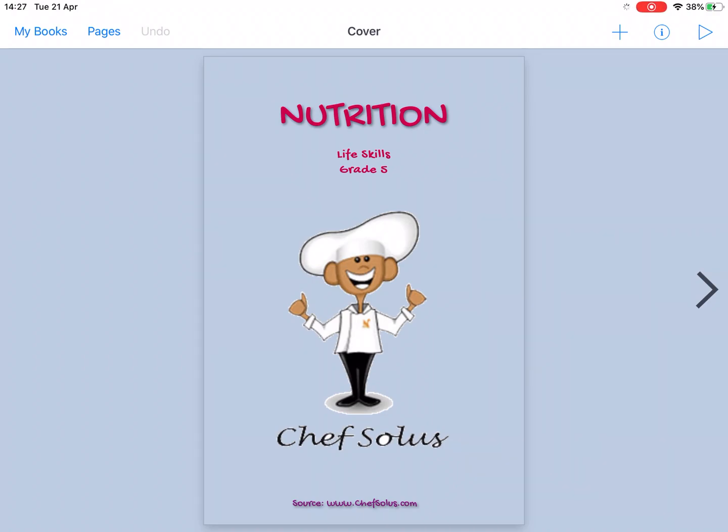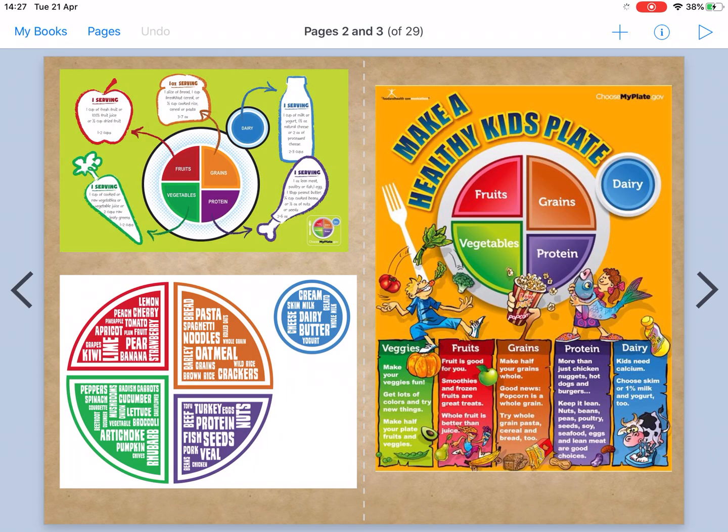All right, grade fives. Last week I gave you the Chef Solis book, which Mrs. Spencer has attached this week as well, if you want to look at it again. And I just want to work through some of the things we looked at last week. We looked at the different food groups, being veggies, fruits, grains, protein, dairy. We mentioned that grains, also known as carbohydrates, it's a much more fancy word to call it.